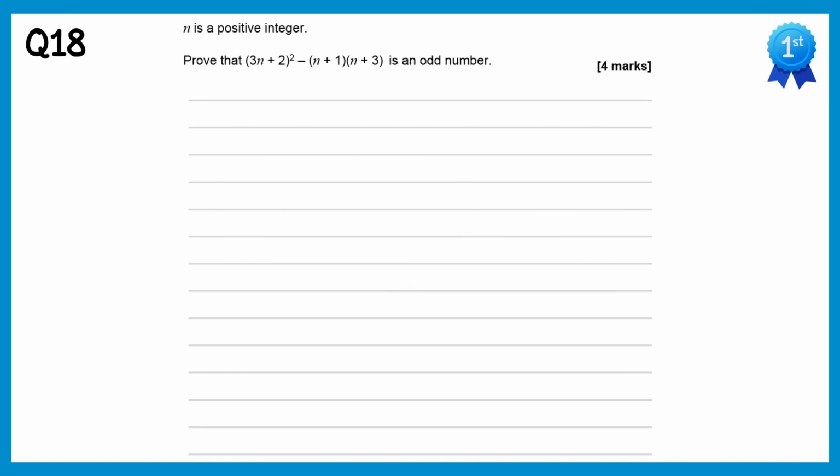To start this question, we're going to write the 3n plus 2 all squared as 3n plus 2 times 3n plus 2. We'll then expand both of these brackets, so for the first one, 3n times 3n is 9n squared, 3n times 2 is plus 6n, 2 times 3n is also plus 6n, and 2 times 2 is 4.